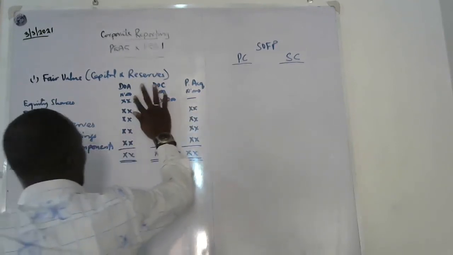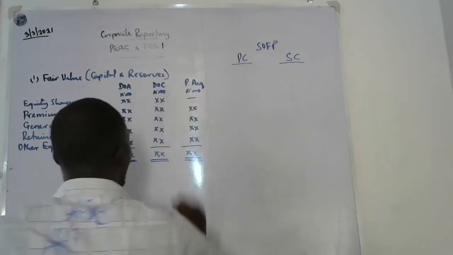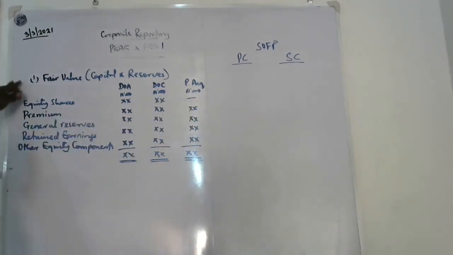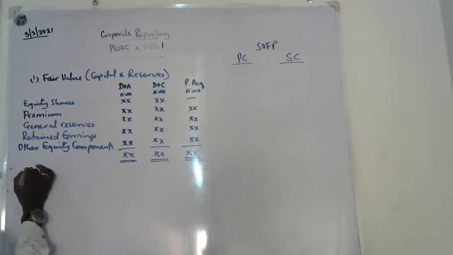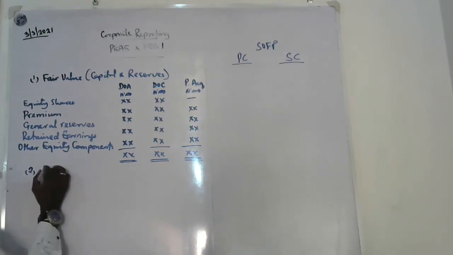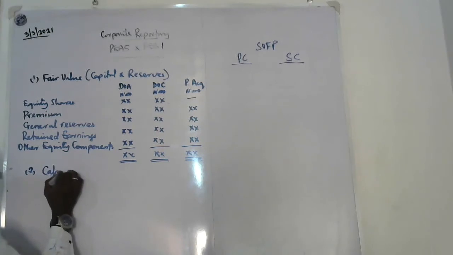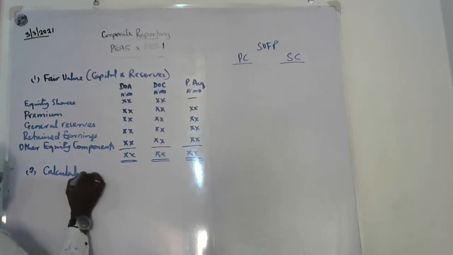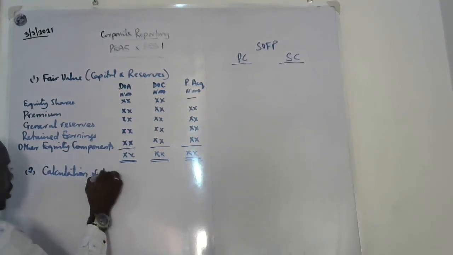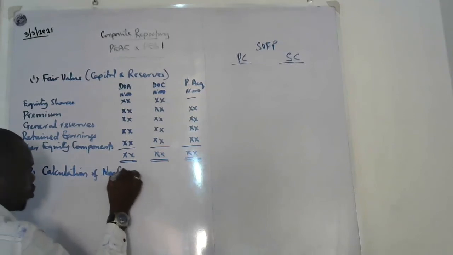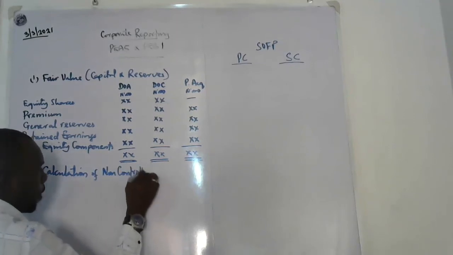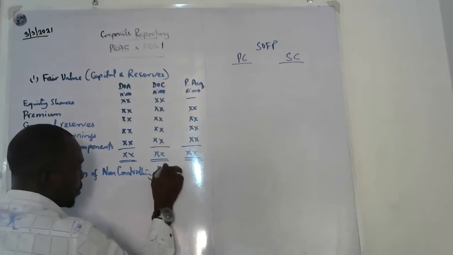After ascertaining your fair value, what is next to do? You take this one as working note one. What is next to do? Working note two is NCI, calculation of non-controlling interest.